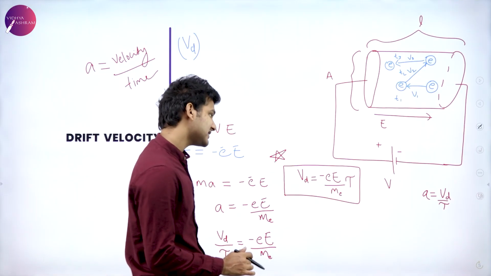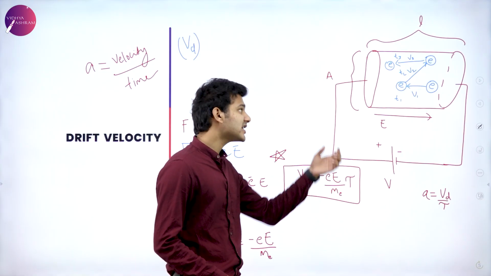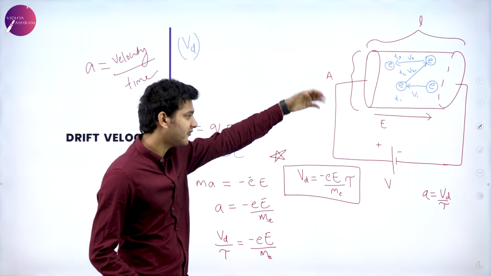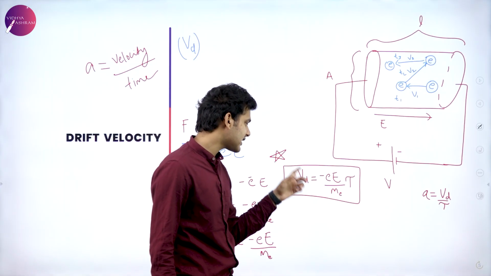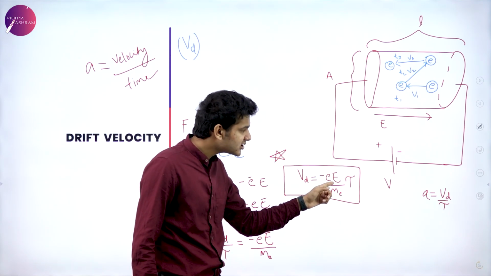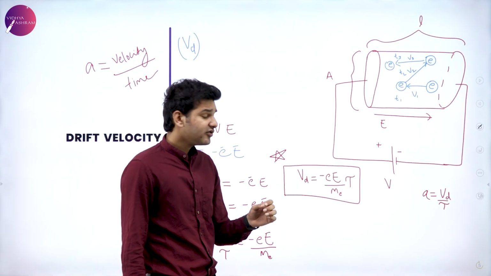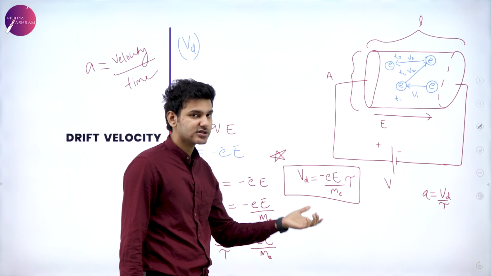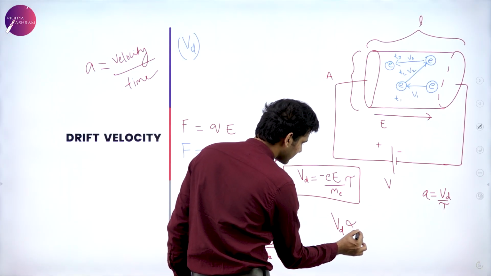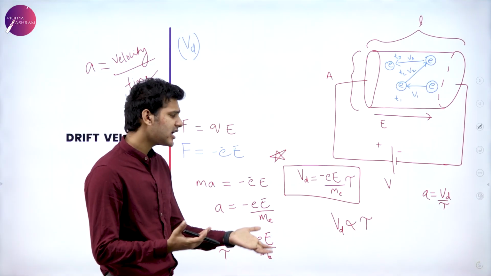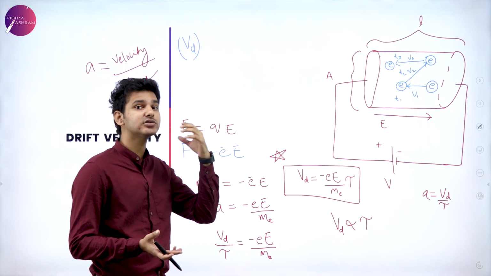One more important point is that the charge of an electron is constant, and the mass of an electron is also constant. The electric field in this particular case is constant, but it can vary depending on the voltage we are using, depending on the magnitude of the electric field we are considering. So we can say that the drift velocity is directly proportional to the magnitude of the electric field, and also directly proportional to the relaxation time. We are going to consider the electric field to be constant, so we just take the relaxation time here. So Vd is directly proportional to relaxation time, and we know that relaxation time is the time between collisions.